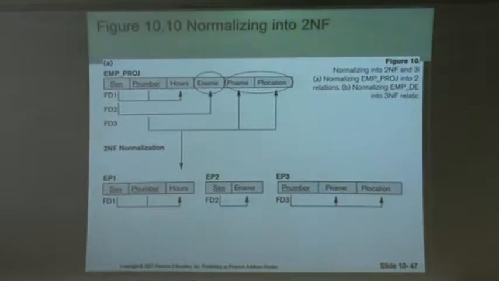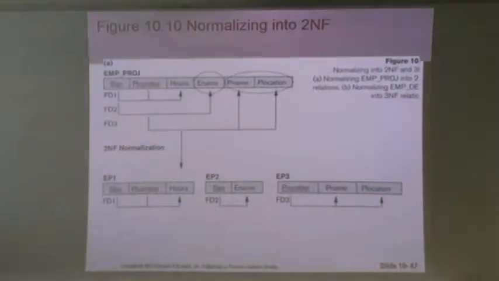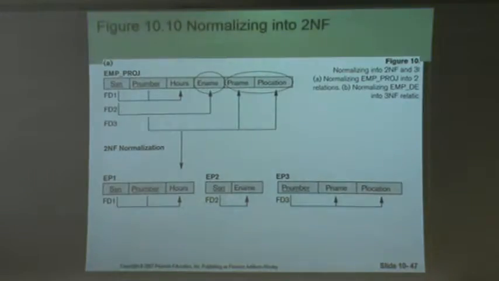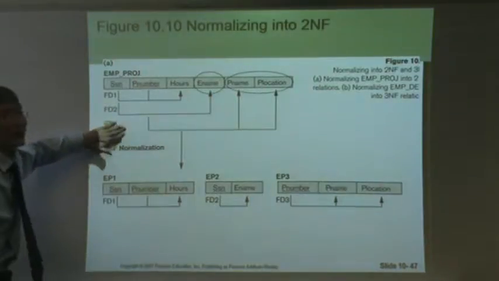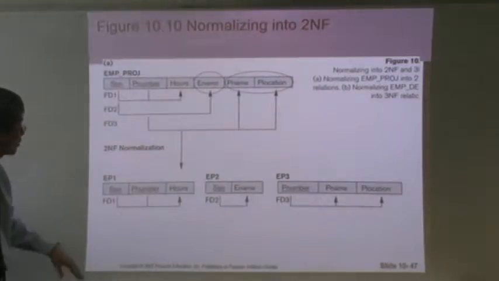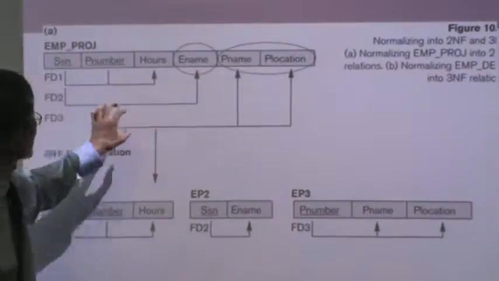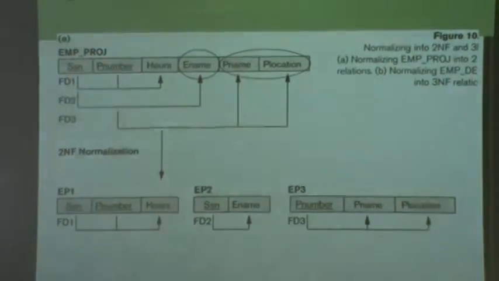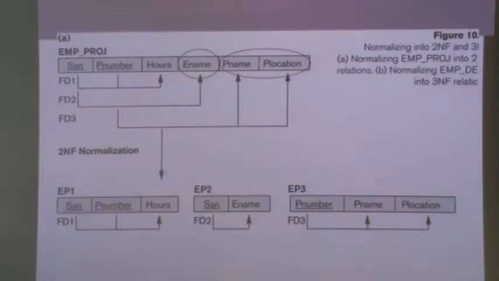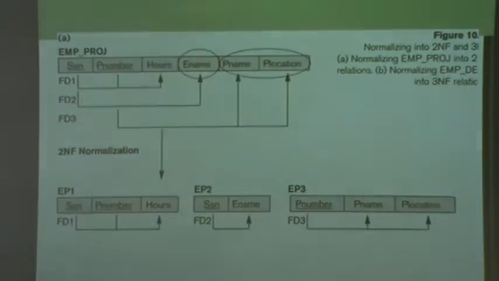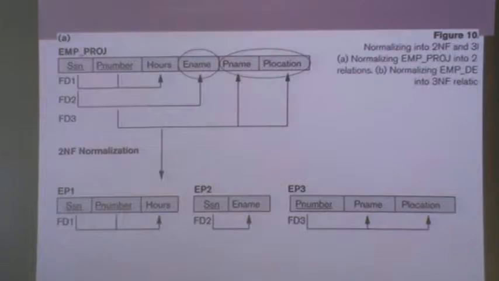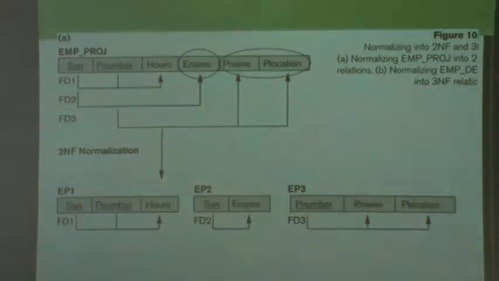Solution? How can you make it the second normal form? Segmentation. How can we segment? Segment functional dependency by functional dependency. So this is one table, this is one table, this is one table. Then what about this one? It's also a full dependency. So this is the second normalization form.